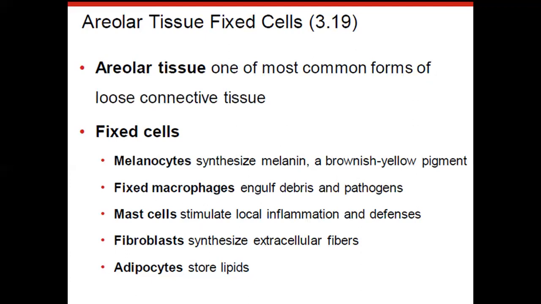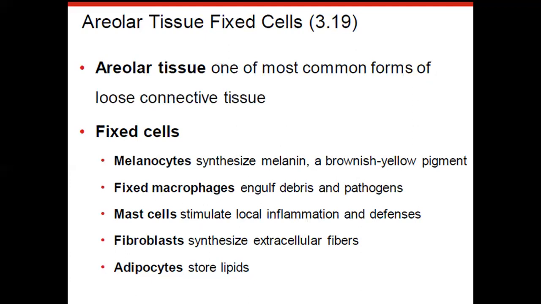In that tissue, you'll find fixed cells, cells that are stuck there, that stay there. One type of cell is called a melanocyte. It synthesizes melanin, which is responsible for basically the pigment of your skin. We'll talk about melanocytes more when we get to the integumentary system next. Fixed macrophages. Macrophages basically undergo phagocytosis, so they can engulf pathogens that are not supposed to be there, that could cause problems or disease. Those are there to help just protect that tissue and protect you and keep you safe.